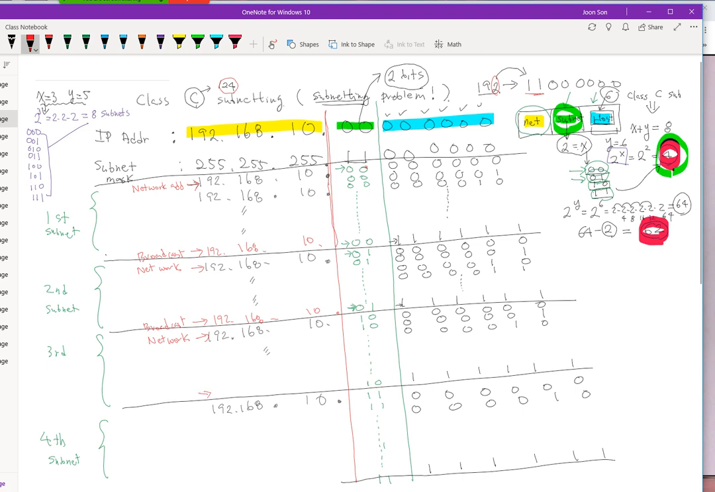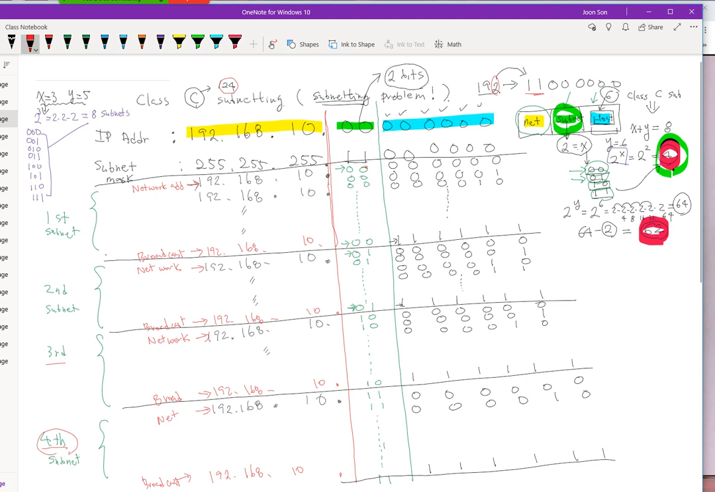And then the very last one is the broadcast address for the third subnet. And this one is the network address for the fourth subnet. And then the very last one is 192.168.10 dot whatever, right? It's going to be the broadcast address of the fourth subnet. Right? So now what you have to do is what?